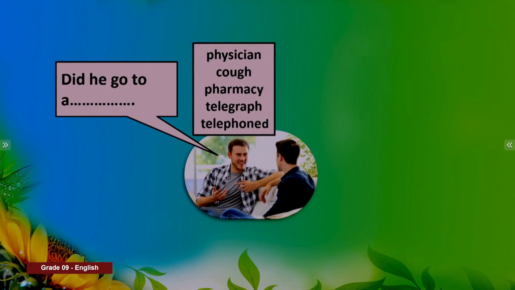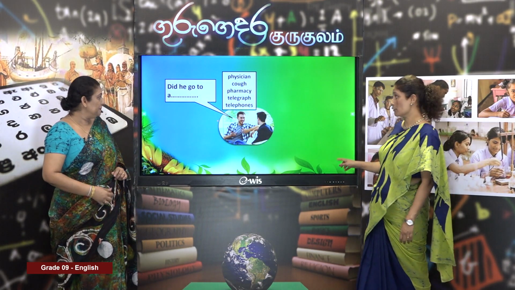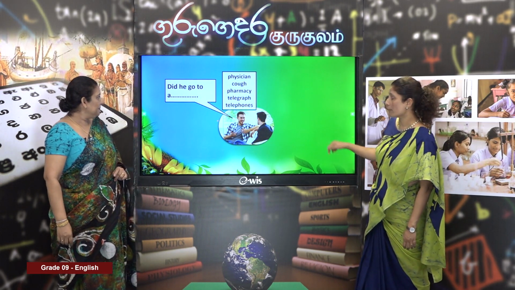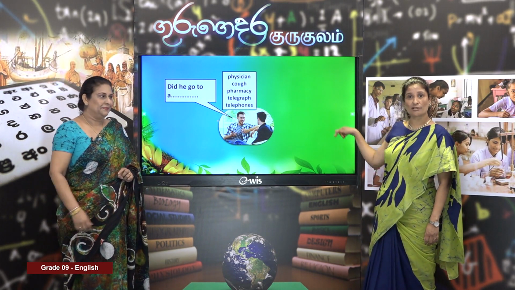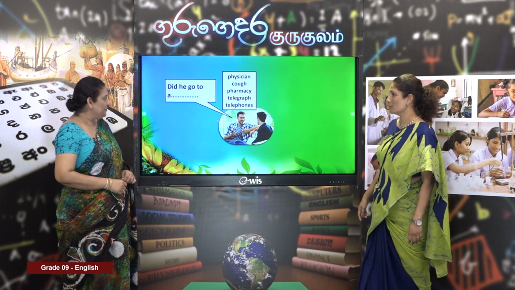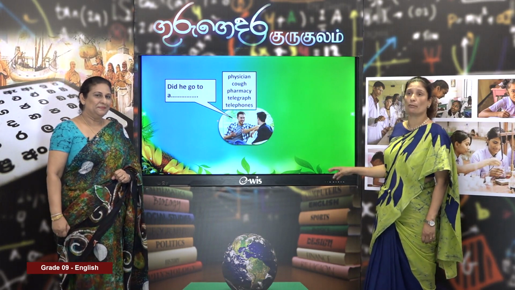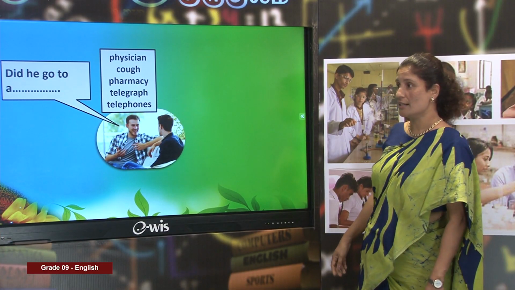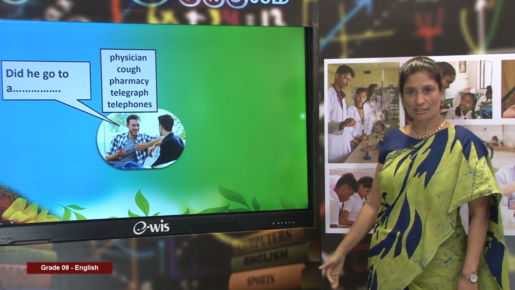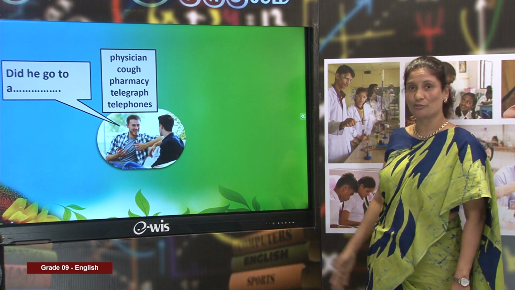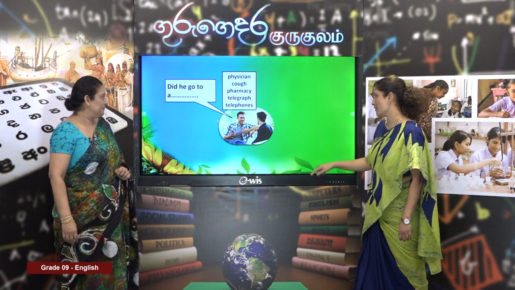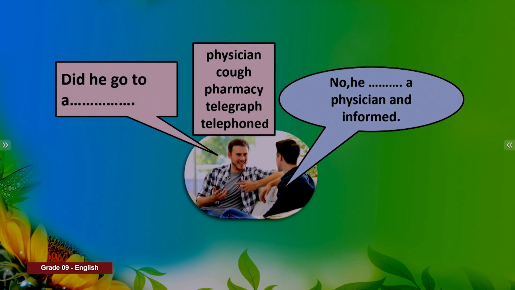Did he go to, where do you go when you are sick? They go to a doctor. Yes, they go to a doctor, but doctor is not there in this box. So what can we do? Physician. Physician, yes, we have used a similar word, a synonym, right, children? A similar word for doctor is physician, because I wanted to use the f sound, that's why, right? No, he didn't go to the doctor or physician.